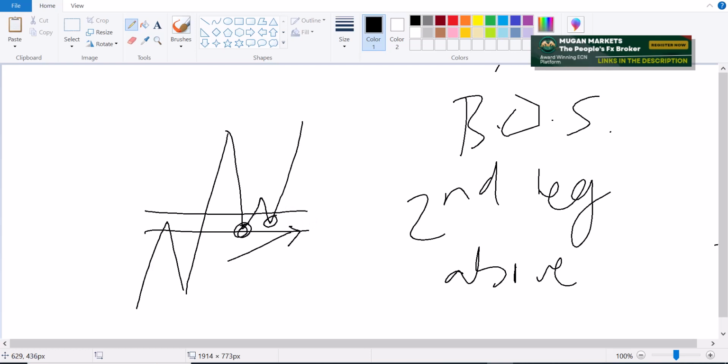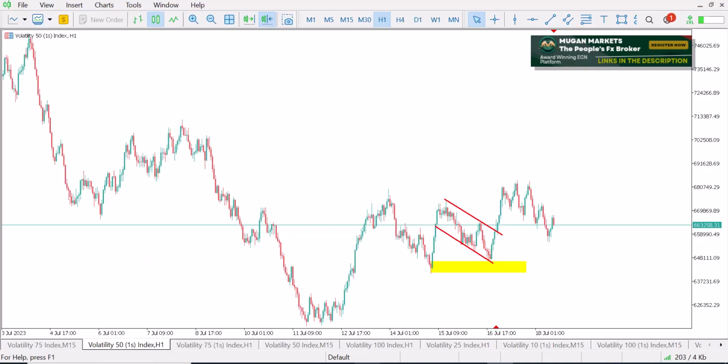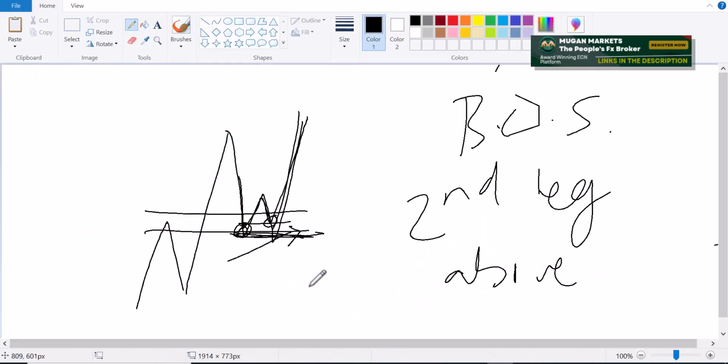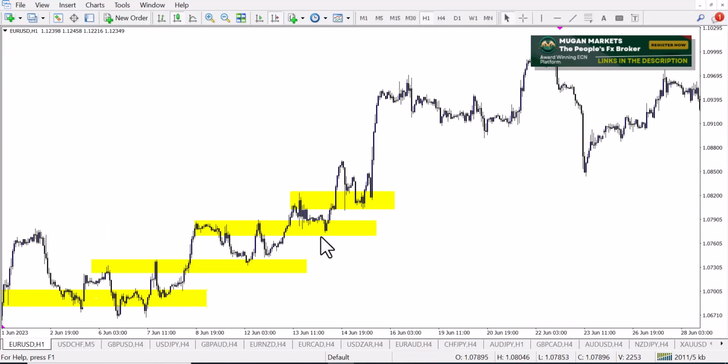This second leg shouldn't go below like this and then you buy. No, it should be above the lowest level of the first leg. So this is what you're going to be seeing here on your charts.